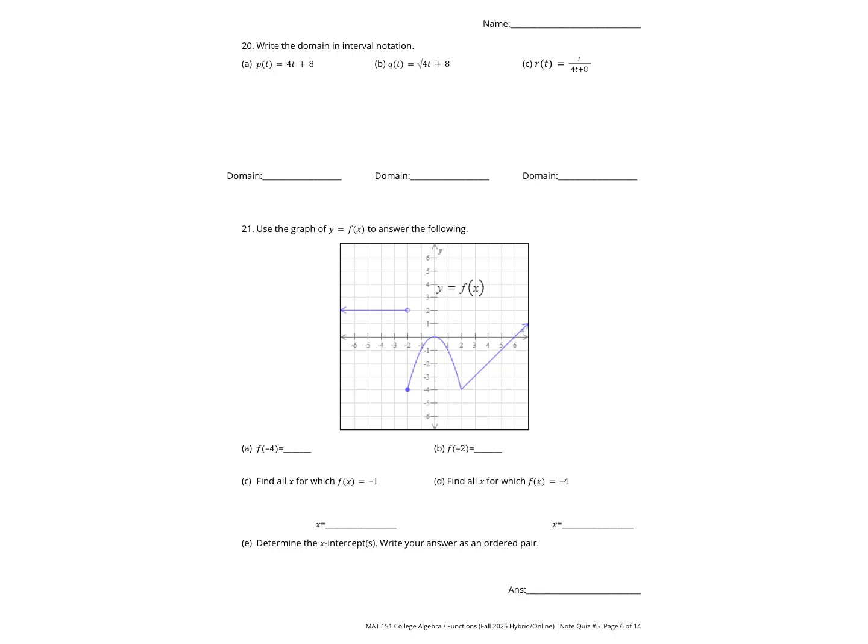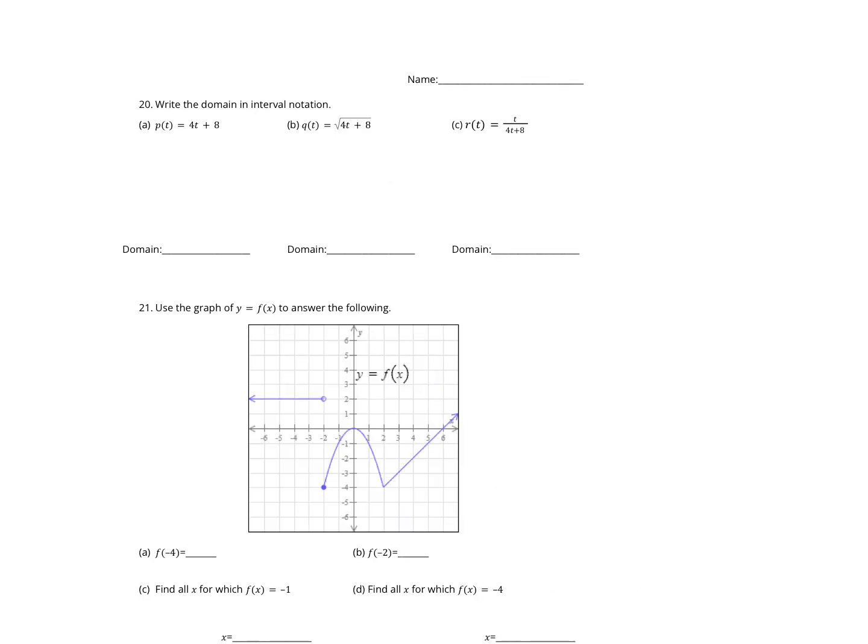Next page has us finding domains and ranges from formulas. And this is a little different than finding them from graphs. When you're finding domains from formulas, what you want to do is always kind of play devil's advocate, which is asking what can go wrong. Well, for this first one, you can multiply any number you want by a 4, and you can add 8 to any number that you want as well. So there's no restrictions at all. So because of that, the domain is going to be all real numbers.